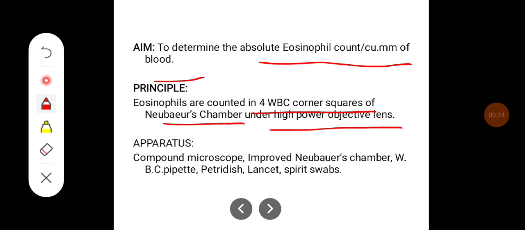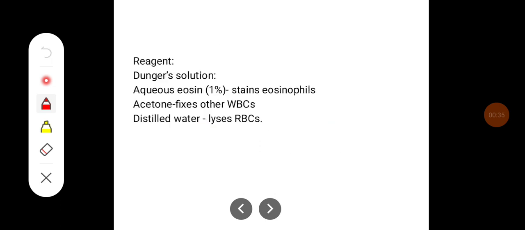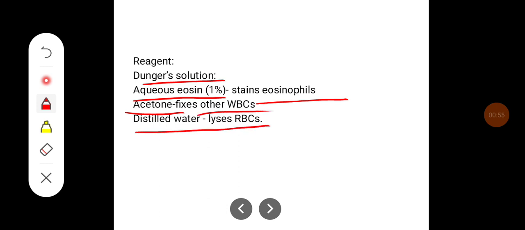The apparatus required are compound microscope, improved Neubauer's chamber, WBC pipette, petri dish, lancet and spirit swabs. The reagent, that is eosinophil diluting fluid, is Dunger's solution, which contains aqueous eosin 1%, which is going to stain the eosinophils. Then acetone is used, which fixes the WBCs, and distilled water, which is going to lyse RBCs.